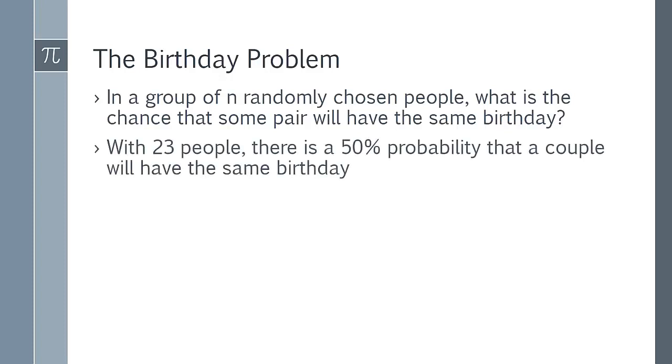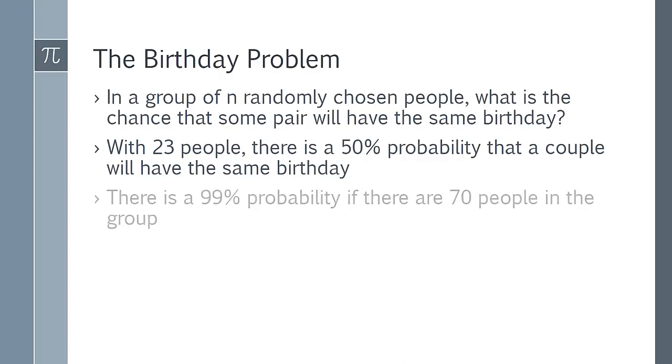If the problem is done correctly, you'll find that in a group of 23 people, there's a 50% probability that a couple will have the same birthday. And in a group of 70 people, there's a 99% probability that this will occur.